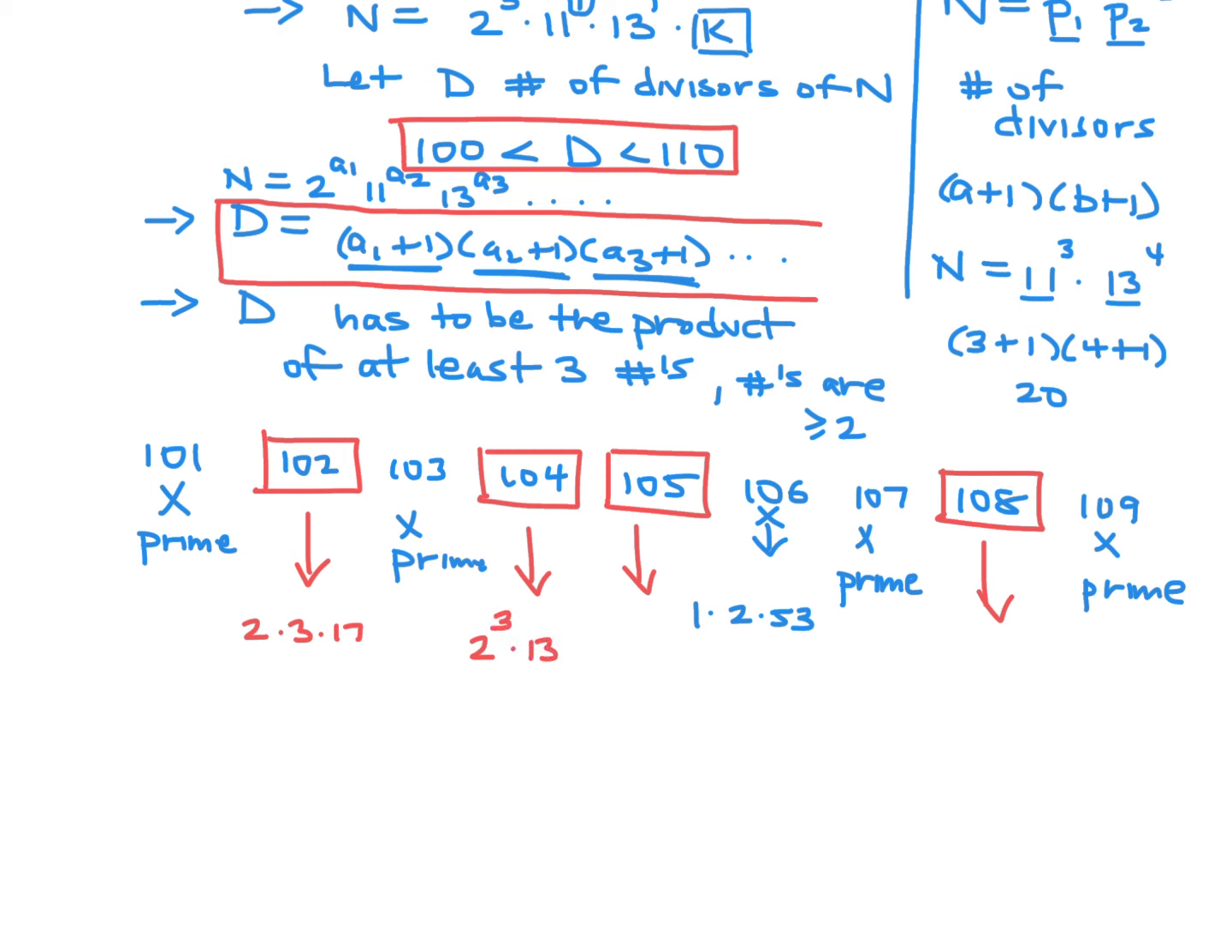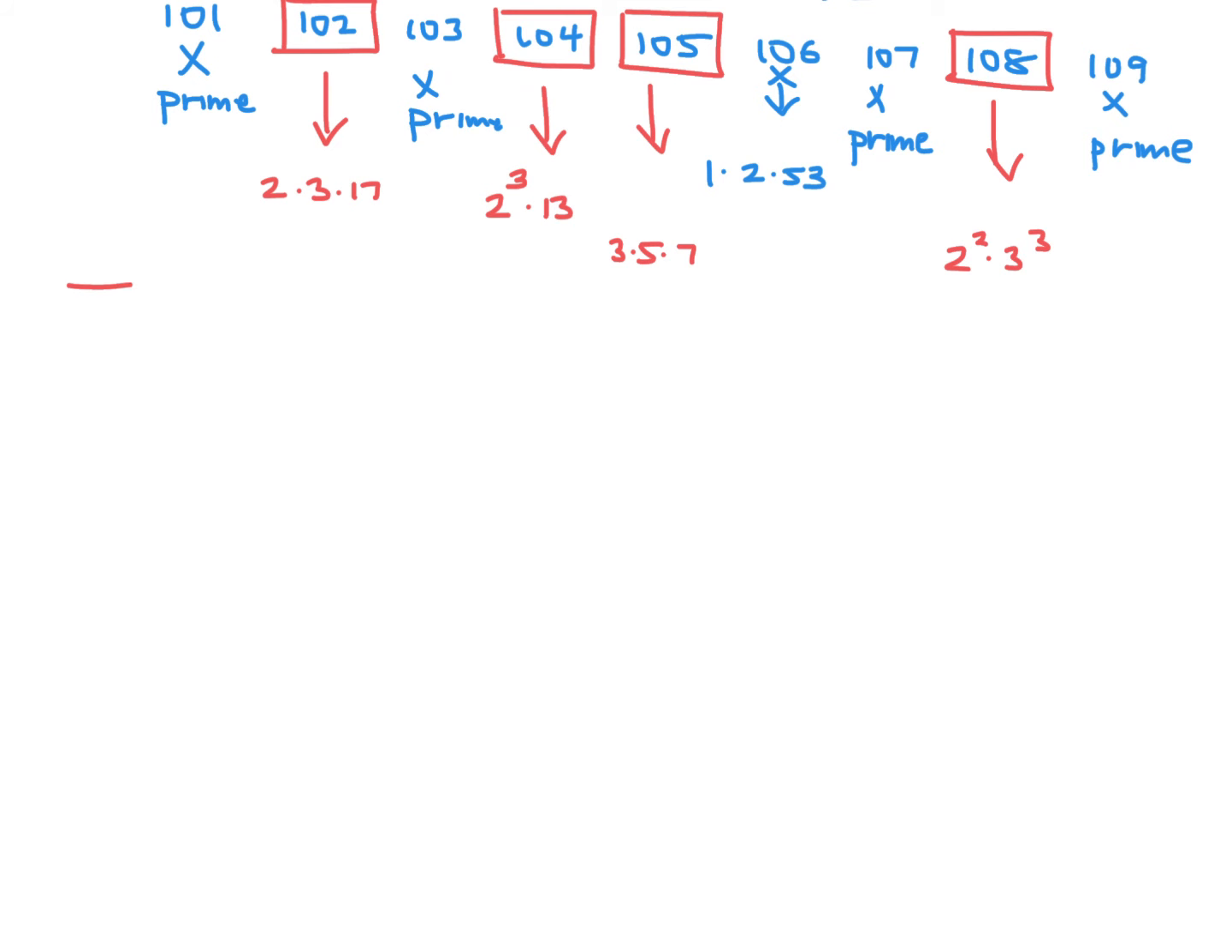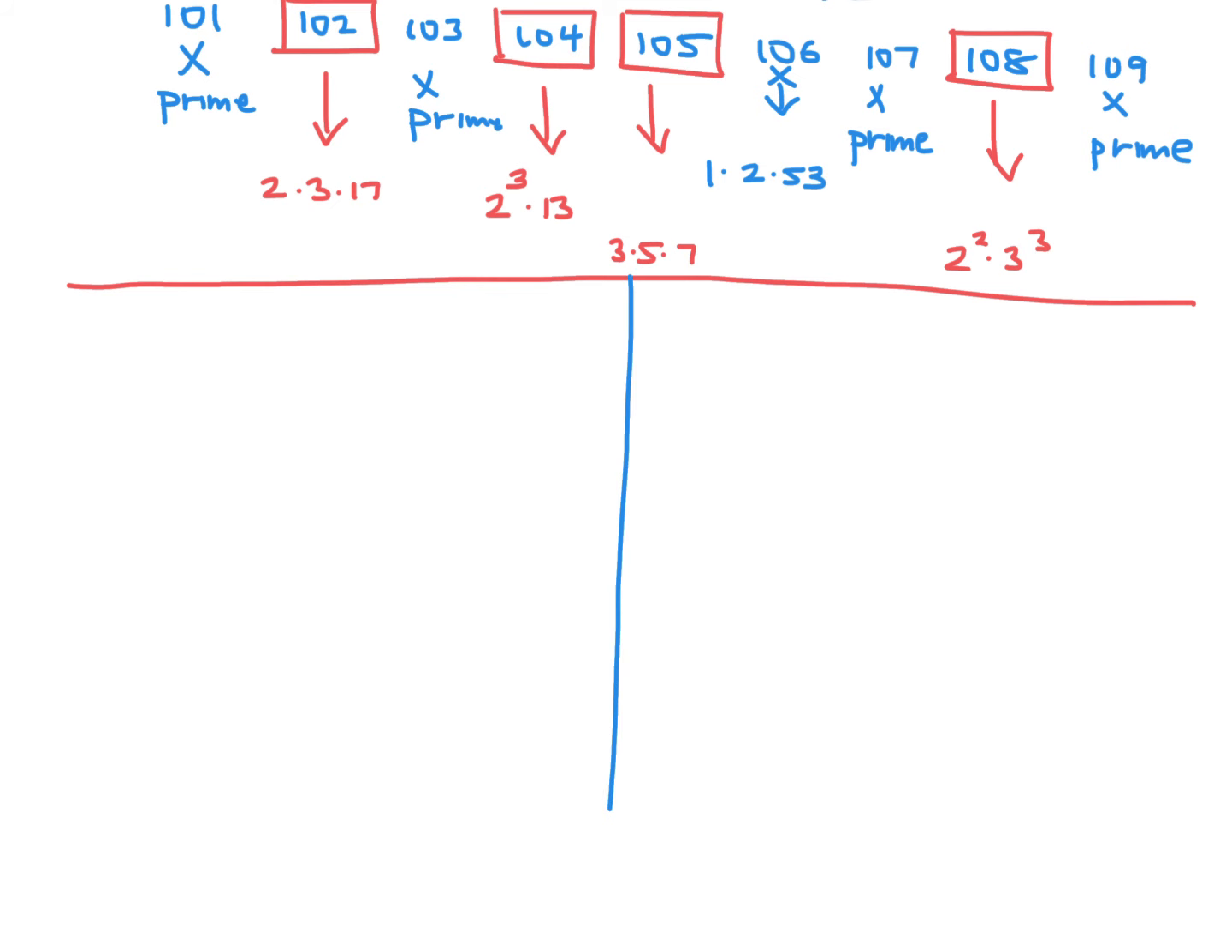105 obviously is 5 times 21, so it'd be 3 times 5 times 7. And then 108 is 2 to the power of 2 times 3 to the power of 3. 4 times 27, right? Okay. Now I can concentrate on trying to figure out the question. So the good news is I've only got 4 values of d to work with.